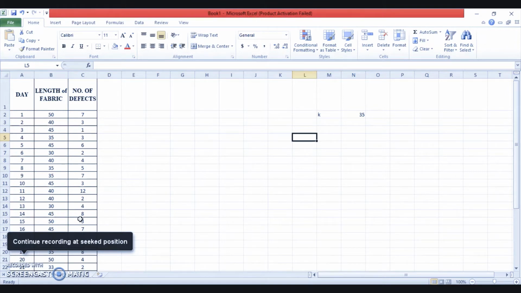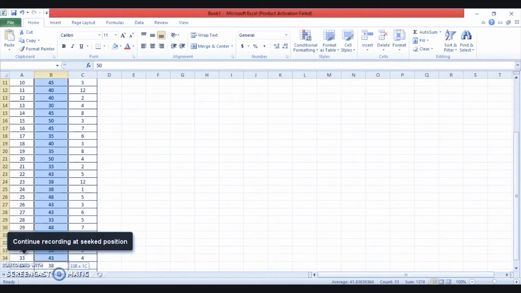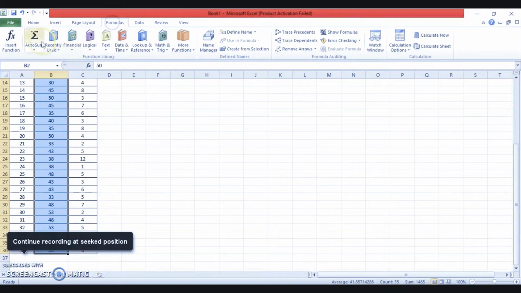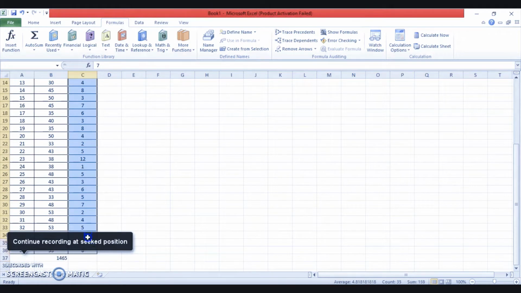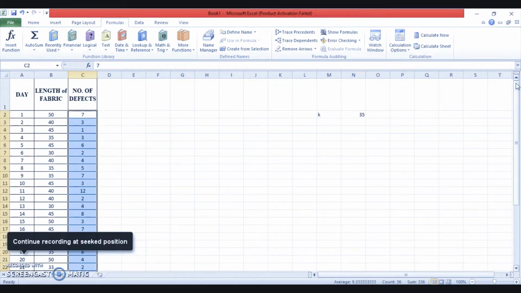So for that purpose, the first step will be to find out the sum of number of defects and the total length of the fabric that has been given here. So what will we have? From here I'll just select the length of the fabric, and after that I will go to formulas. I'll do the auto sum. Similarly for the number of defects also, I'll select number of defects and go to formulas and do the auto sum. So this way we got the sum of number of defects and total length of the fabric.